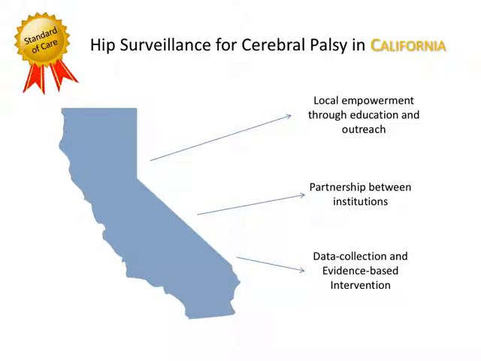So hip surveillance in California will likely be a combination of local empowerment through education and outreach programs like this, a partnership between all of our institutions to make sure that the children aren't dropped between institutions. And finally, I'd like to emphasize the importance of data collection and evidence-based intervention over time.